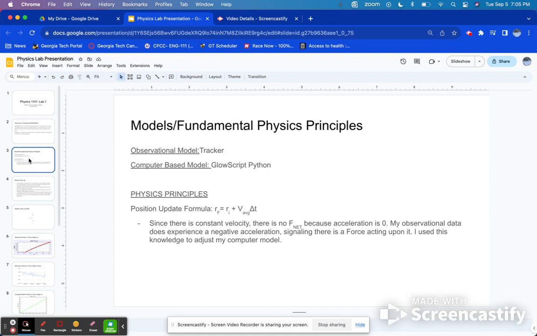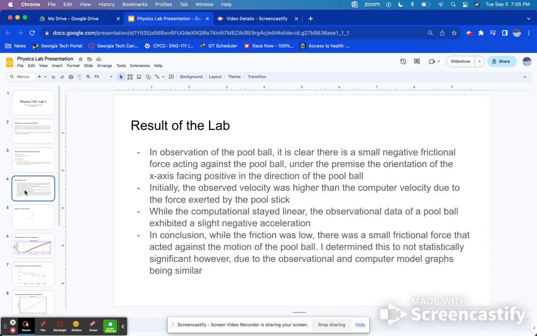So, models and fundamental physics principles. For the observational model, I'm using Tracker, and for the computer-based model, I'm using GlowScript Python. I'll be using the position update formula, which is final position equals initial position plus the average velocity times change in time. Since there's constant velocity, there's no net force because acceleration is 0. My observational data does experience a negative acceleration, signaling there is a force acting upon it. I took this into account and adjusted my computer model.